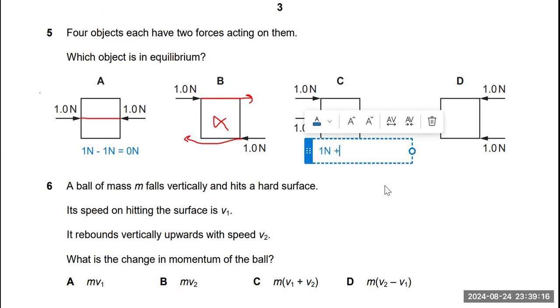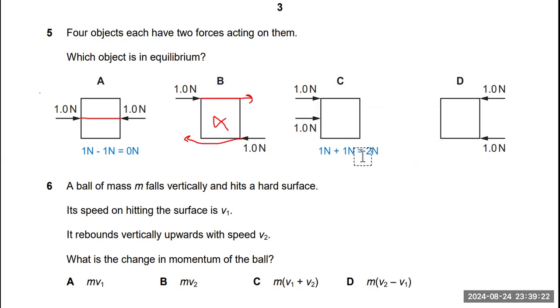1 Newton plus 1 Newton is equal to 2 Newton. It means this object will move with that 2 Newton force in rightward direction. So it will not be in rest or equilibrium. This is also an incorrect option.